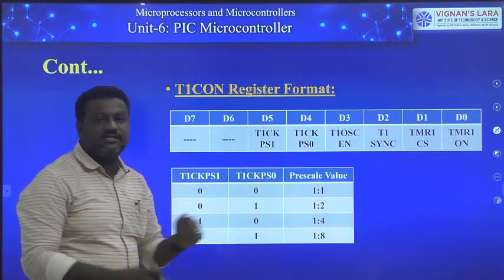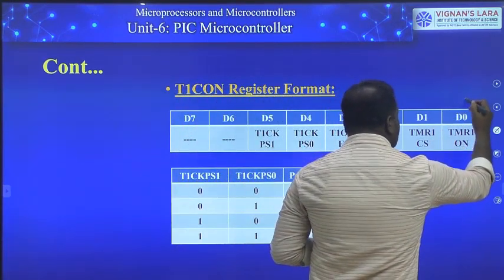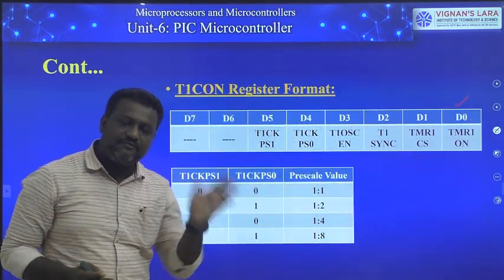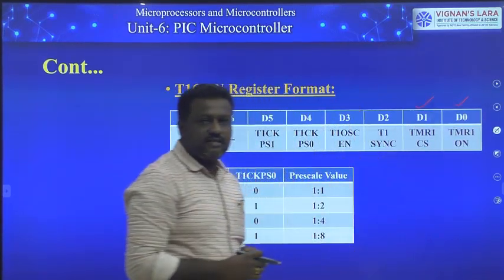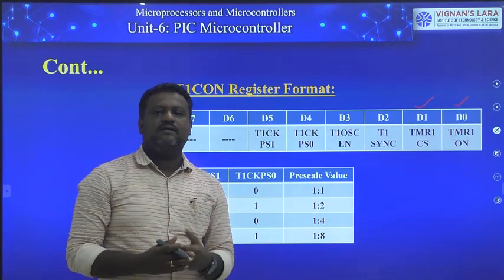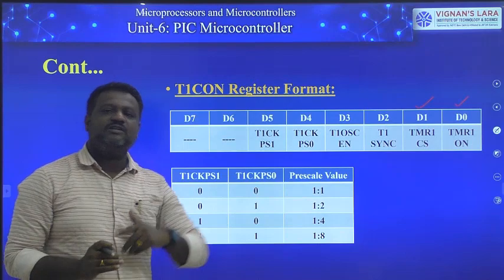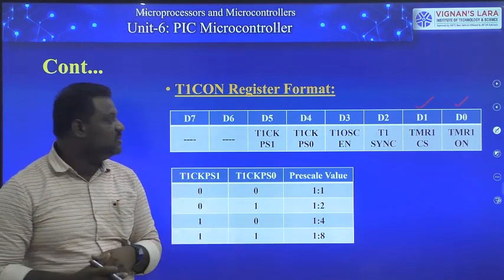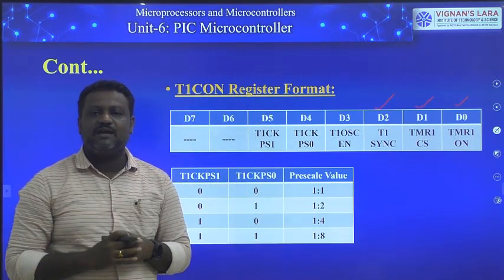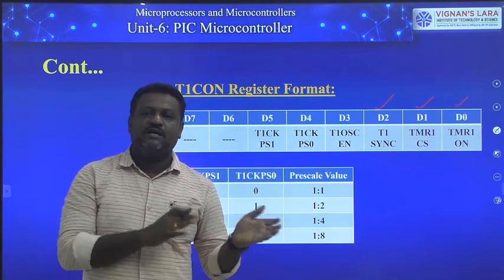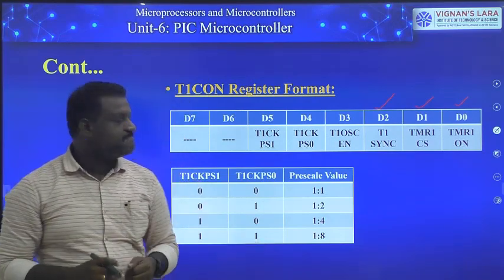So see here, guys, this is the T1CON register format. That is TMR1ON. By using this bit, we can turn on or turn off our timer 1 operation. By using TMR1CS, you select the clock for timer 1. With the help of this bit, we can select whether our timer acts as a timer itself or as a counter. And T1SYNC is the timer 1 sync bit. This is especially useful when we are accessing a clock signal from the external world, to synchronize it with the internal clock or not.